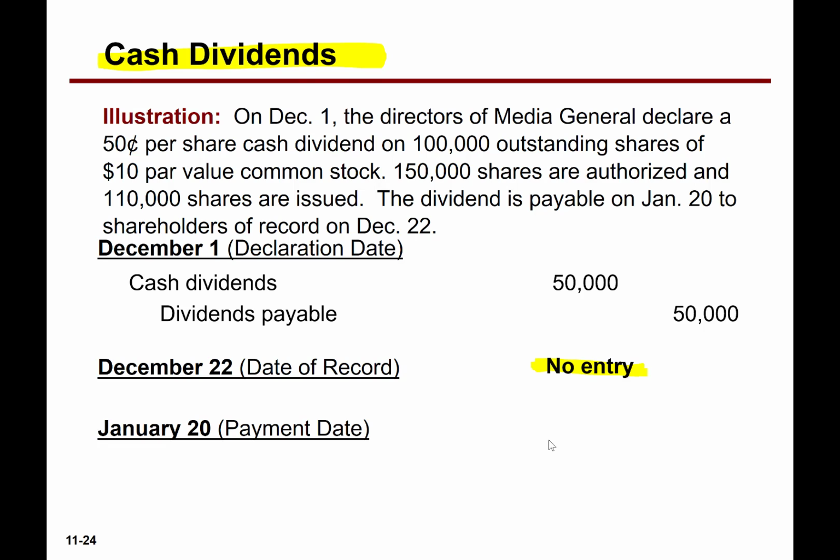On the date of record, no entry in the accounting records. They're simply determining who holds the stock on that date, because that's who they're going to pay it to on January 20th. It doesn't matter if you sell it after that or not. They're going to pay you that dividend on January 20th. And when they finally get to January 20th, they debit the dividend payable. They credit the cash. They're paying the dividend now, right?